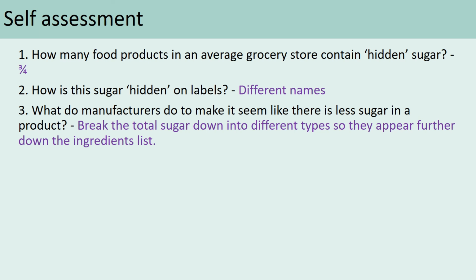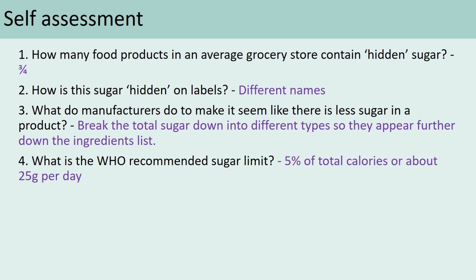What do manufacturers do to make it seem like there's less sugar in a product? As I just said, they break it down into different types. So they come lower on the ingredients list, but actually if you combine them all together as sugars, it would come out towards the top, if not the top. Number 4, what is the WHO recommended sugar limit? It's about 5% of your total calorie intake, so that's about 25 grams of sugar per day, which is a little bit worrying, seeing that there's about 65 grams in just a bottle of soft drink.